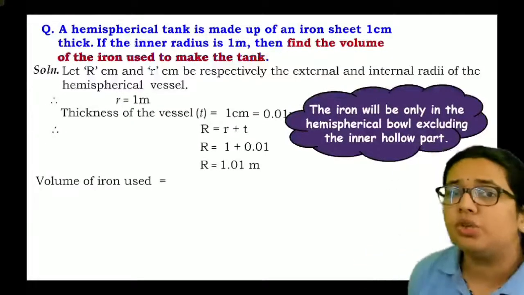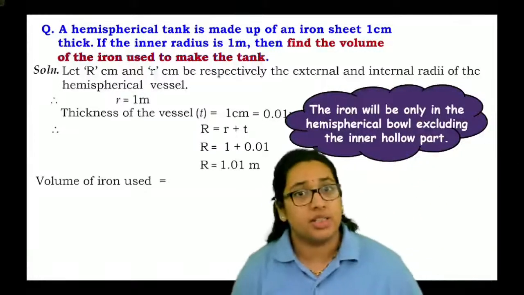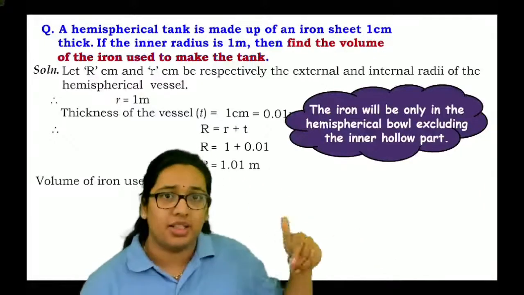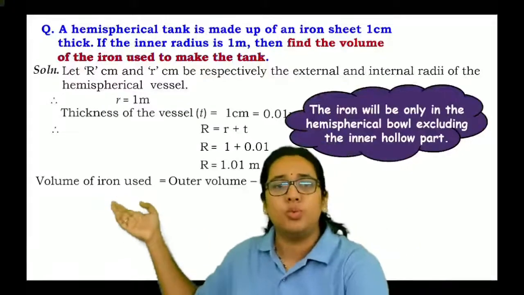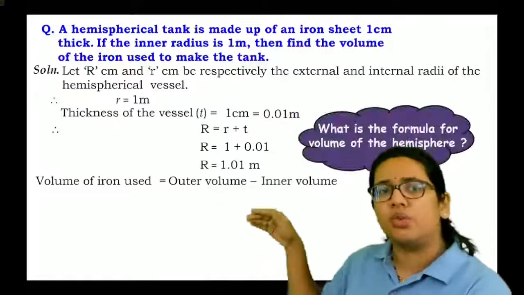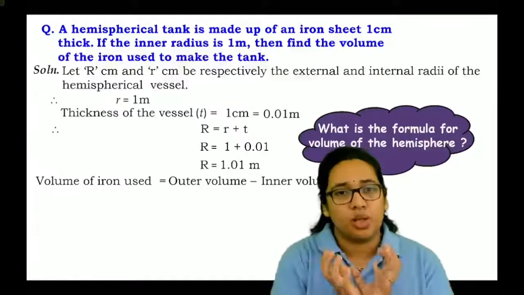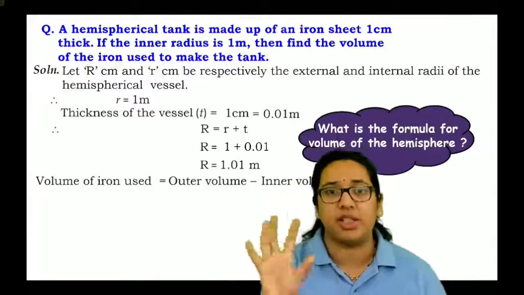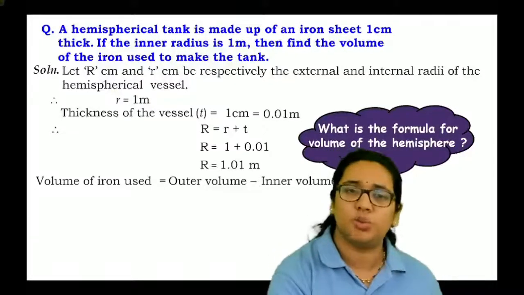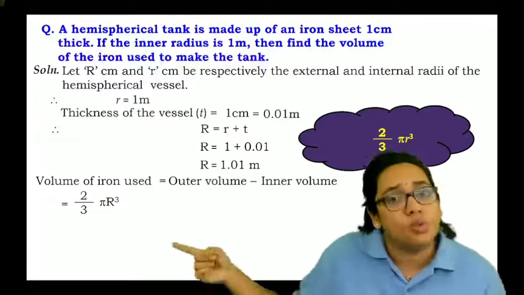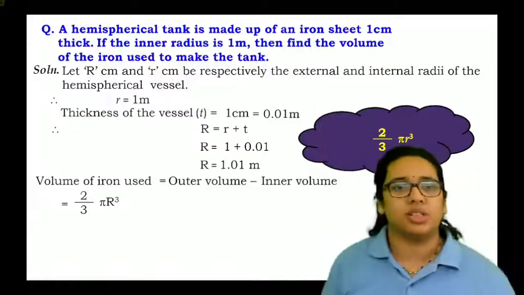Now, the iron will be only in the hemispherical bowl, excluding the inner hollow part, right? Why? Because we have to find the iron used to make that tank. This is what you had to find out in the iron sheet case. That is, we have to consider this one. Volume of iron used is equal to outer volume minus inner volume. It means what you had to make was hollow type, correct? The outer part looks like the bowl you have. So obviously, if you want to check the volume, you will consider outer volume minus inner volume. So for outer volume you have to use the outer radius, for inner volume you have to use the inner radius. That's it.